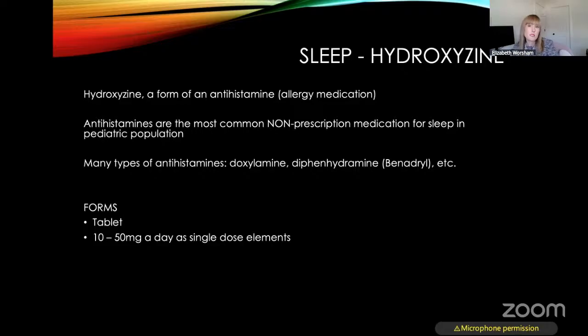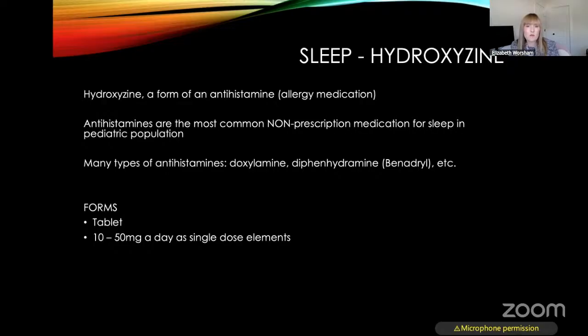Another sleep medicine, hydroxyzine. Hydroxyzine is just another form of an antihistamine or an allergy medicine. Antihistamines are the most common non-prescription medication for sleep in the pediatric population, meaning this is what most pediatricians and even psychiatrists are prescribing or recommending people take, since you don't have to have a prescription for some forms. Hydroxyzine is just the prescription type that most psychiatrists prescribe.